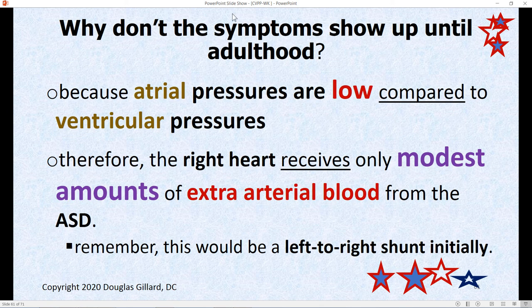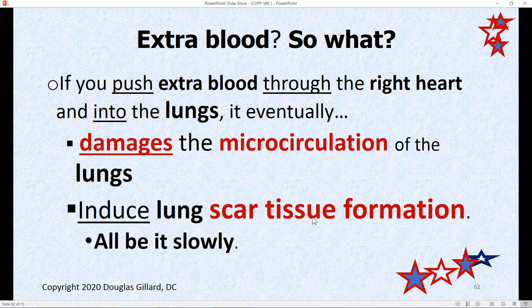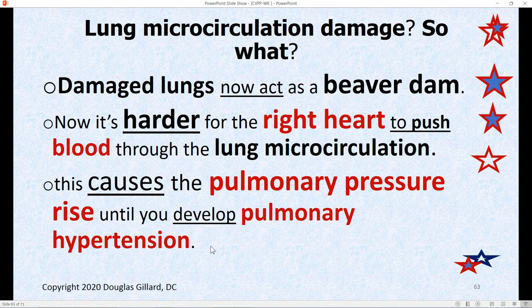So this is just what I said, because the atrial pressure is low and the holes are usually small, only a little bit of blood gets over, and it takes a long time. Everything I said already. So if you push extra blood through the right heart, there's damage to the microcirculation, and here's where Eisenmenger is going to come in. It induces lung scar tissue formation, but it can take 20 years to occur.